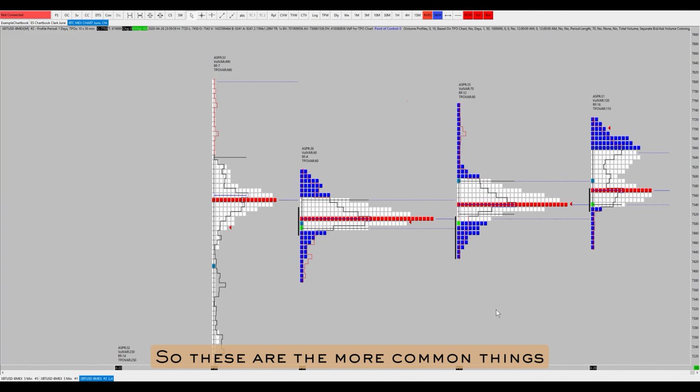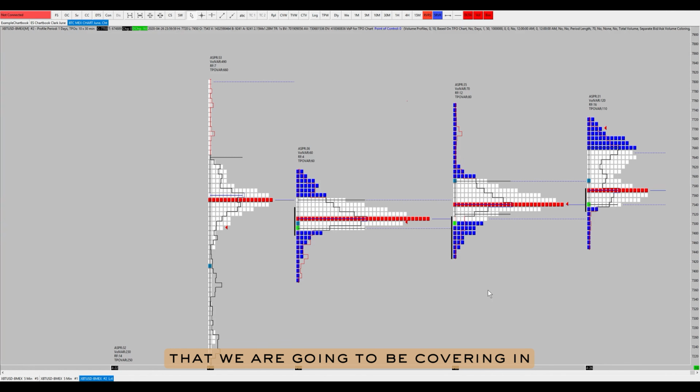So these are the more common things that we are going to be covering in using TPOs within crypto. There are some other settings that traditional market traders might use. They might use slightly different settings if you're trading one asset to another, but you can pretty much take all of the things that we're generally going to use from this structure and apply them within traditional markets as well. Like I said, you might be tinkering with something like the initial balance. Some people might use, for example, the value area calculation as 68.4%.